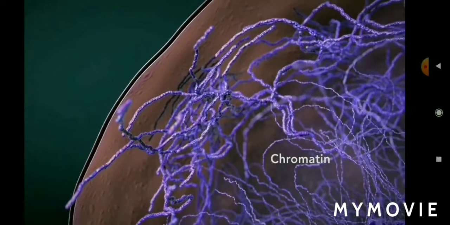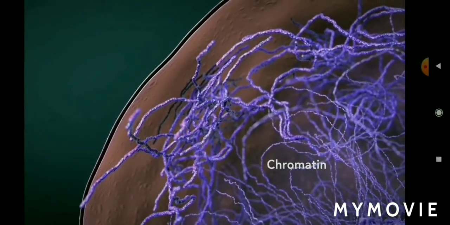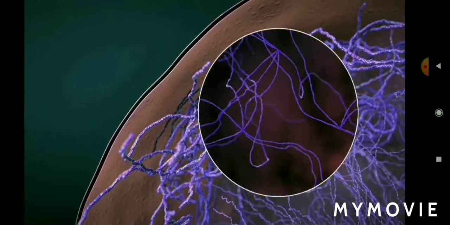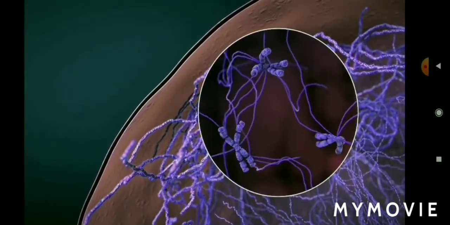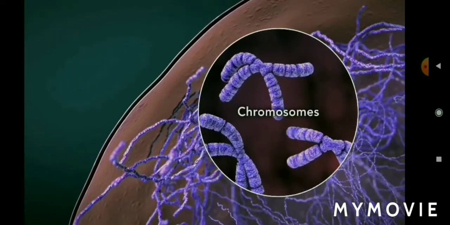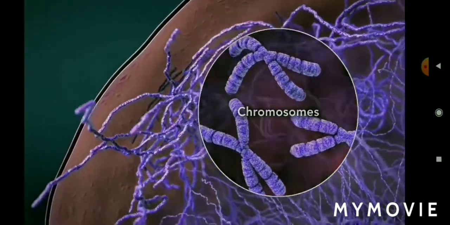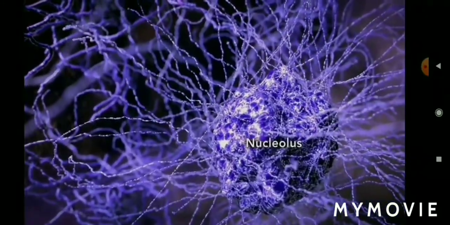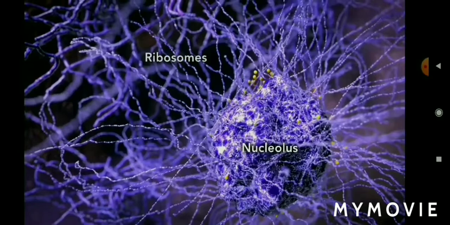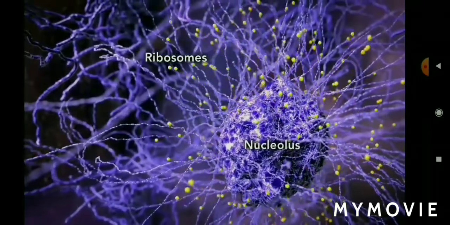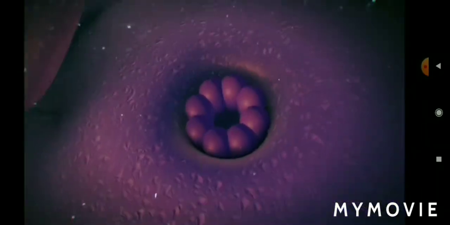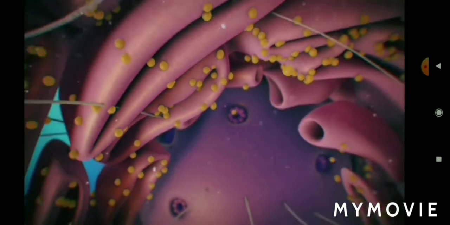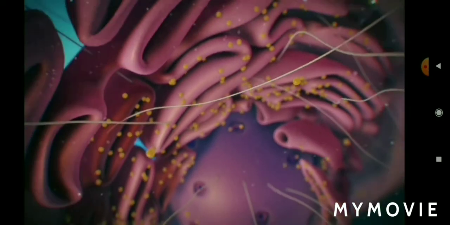Chromatin is the tangled, spread-out form of DNA found inside the nuclear membrane. When a cell is ready to divide, DNA condenses into structures known as chromosomes. The nucleus also contains a nucleolus, which is a structure where ribosomes are made. After ribosomes leave the nucleus, they will have the important job of synthesizing or making proteins.